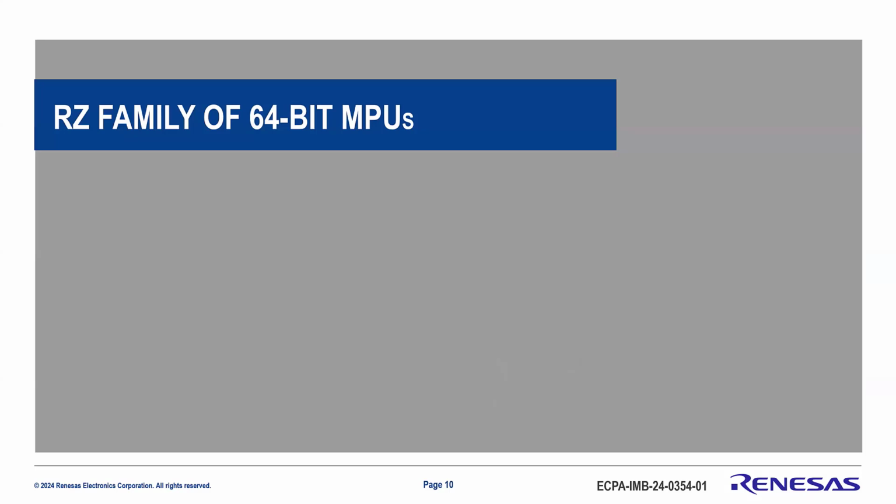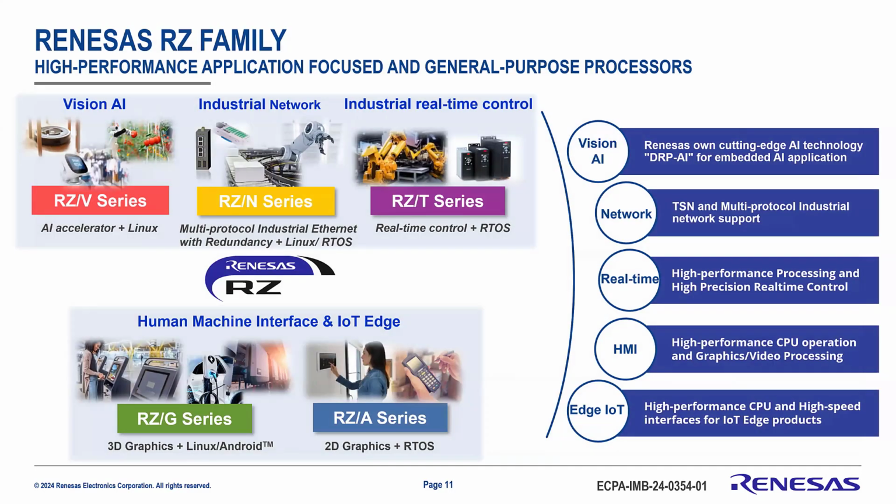RZ family of 64-bit MPUs. Let's talk about these now. So we switched from our microcontrollers to our microprocessors. The microprocessor family is called the RZ family, and there are 5 series within this family. On the upper left, we have the RZ/V for Vision AI. So these products are focused on those applications.